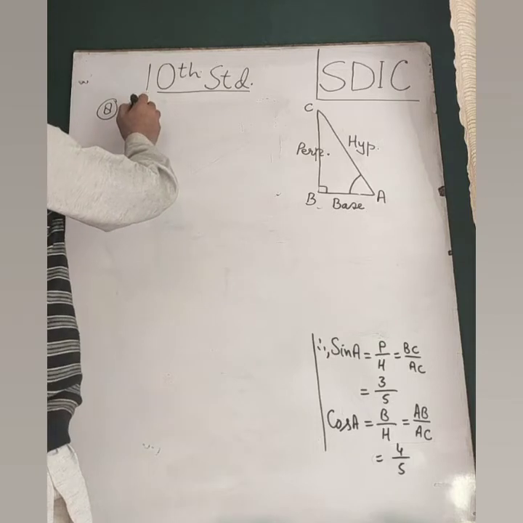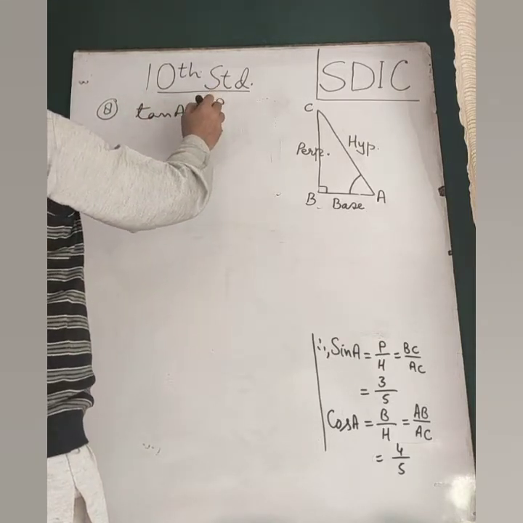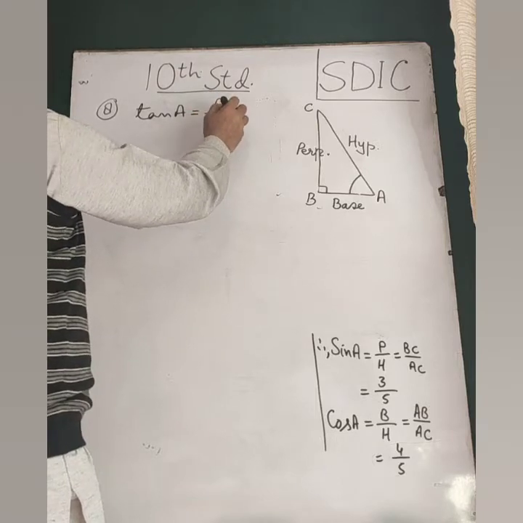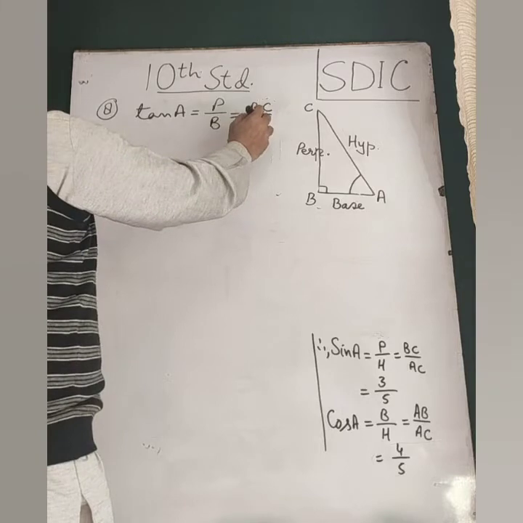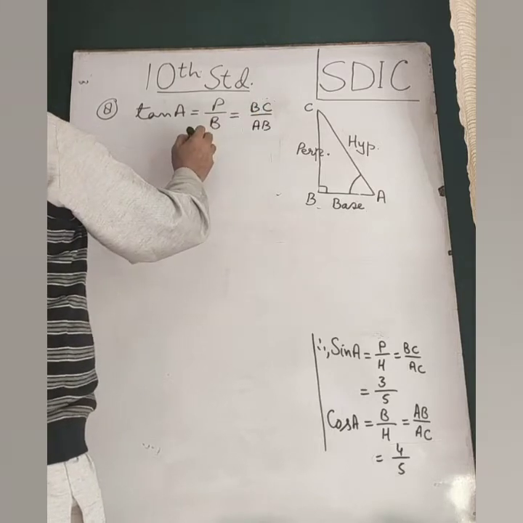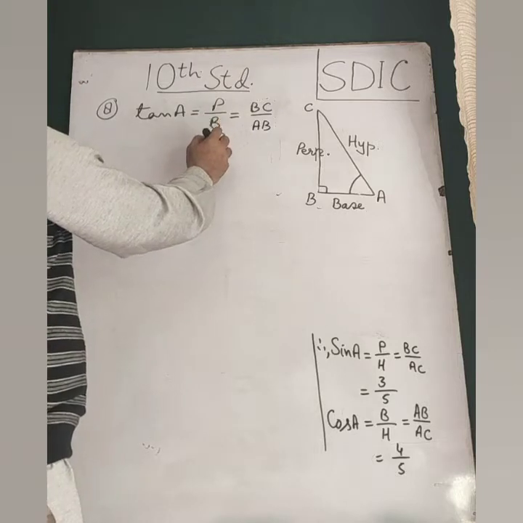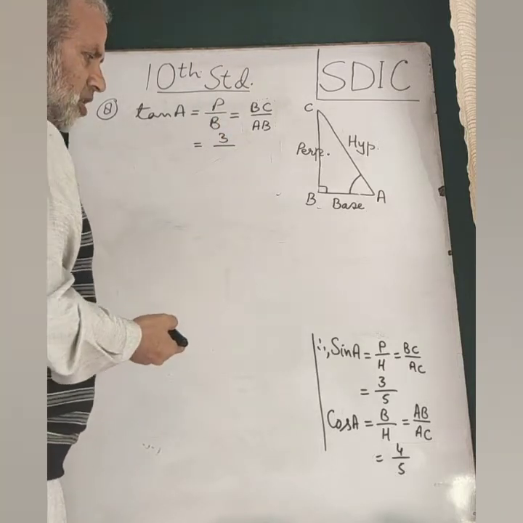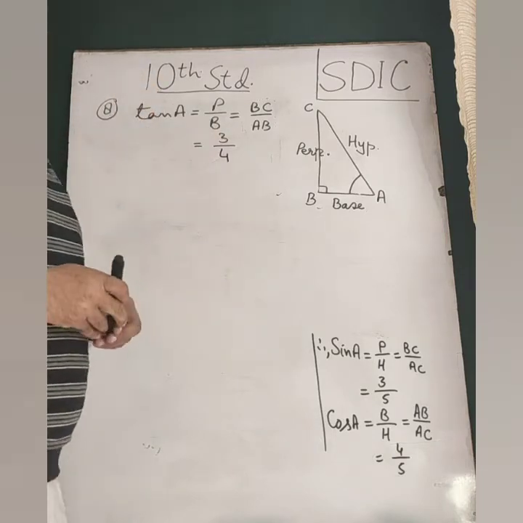Let us find tan also. Tan A by definition is perpendicular by base. That means BC by AB. When we put the values, our BC is 3 divided by our AB is 4. So tan A is 3 by 4.